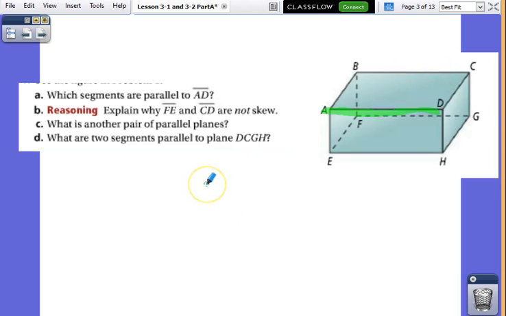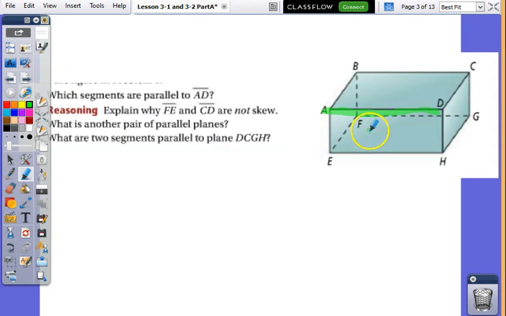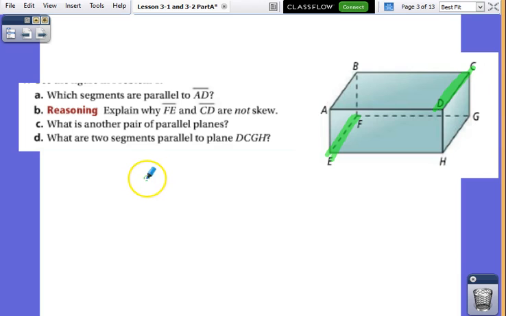Did anybody find a line other than those three? Good. Okay, why are FE and CD not skew? So let's take a look. FE would be this line right here, and CD would be this line right here. Why are those two lines not skew? Why are they in the same plane, I guess, is my question. They're diagonal to each other.